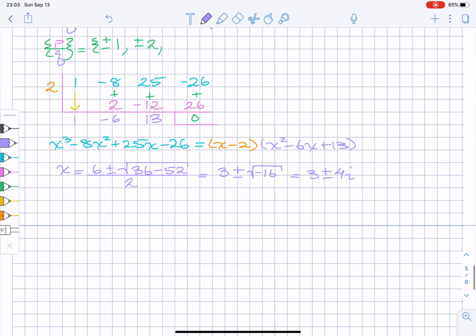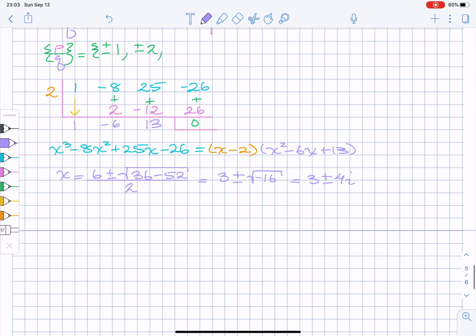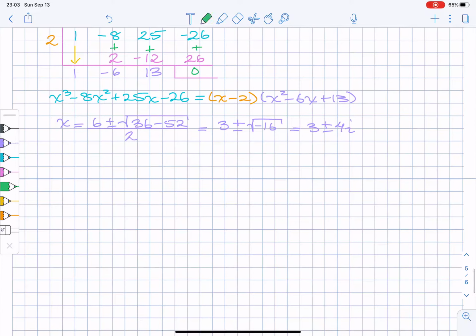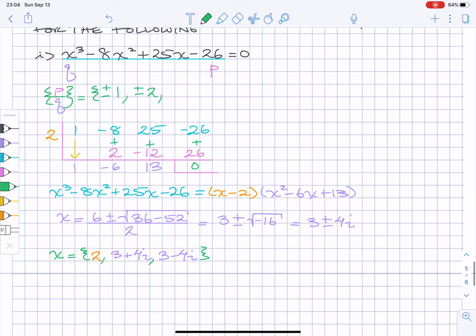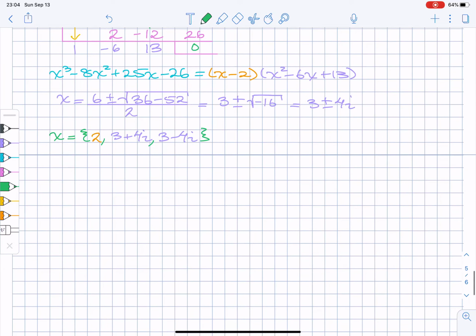So the roots are complex, right? So the set of all possible roots are going to be 2, then 3 plus 4i, that's one of my complex roots, and 3 minus 4i is another complex root. So those are the roots. Okay, so let's do another one.